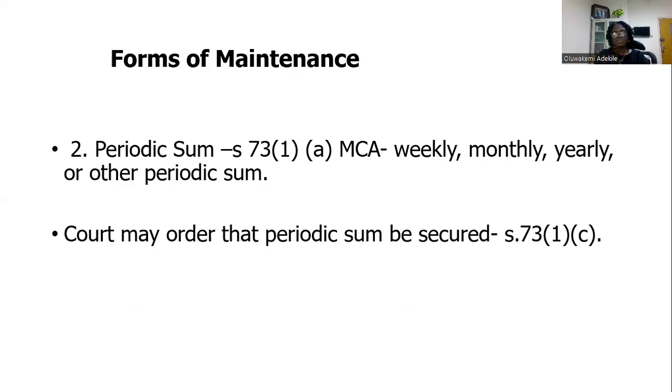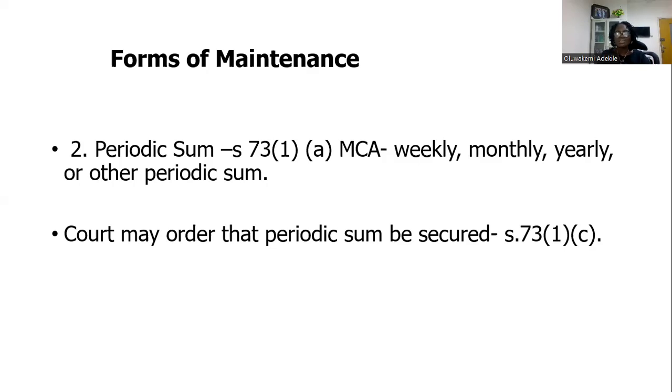There might be a periodic sum of money. The court might say you should pay under section 31A, that you should pay weekly or monthly or yearly or any other periodic sum, depending on the circumstances of the case. Maybe every 6 months, every 8 months, that could be worked out in practice. So instead of the lump sum, this may also be possible.